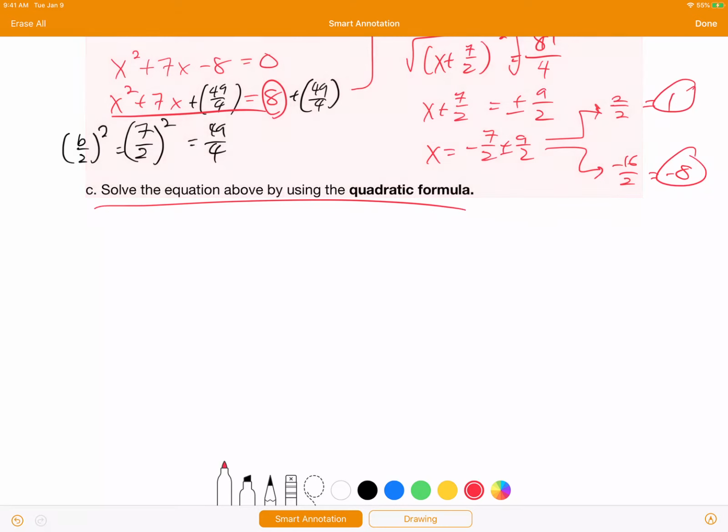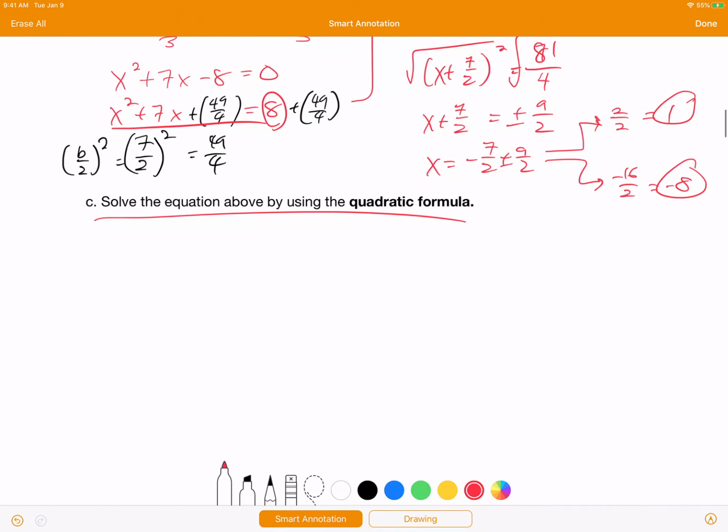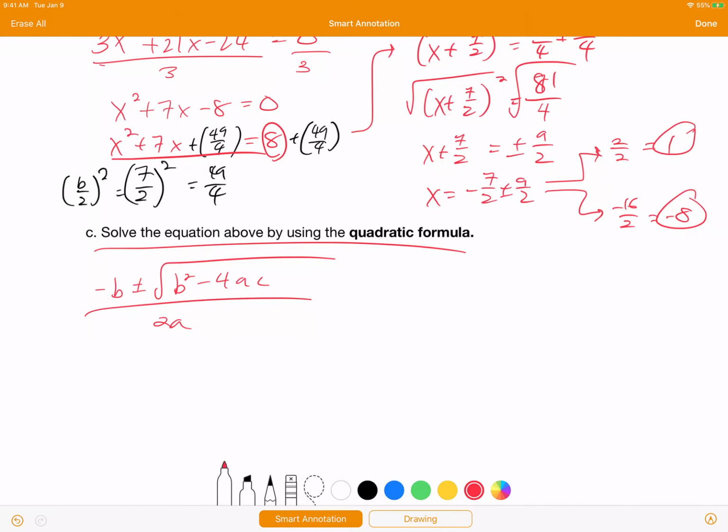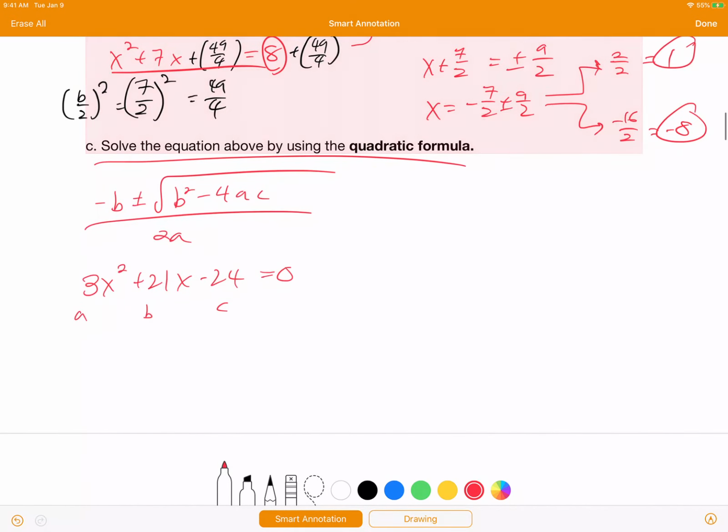Solve the equation above by using the quadratic formula. So the quadratic formula is negative b plus and minus the square root of b squared minus 4ac all over 2a. So here what we will do is we can use 3x squared plus 21x minus 24 is equal to 0 and plug in our a, b, c values accordingly. But what would make my life a lot easier would be to just divide everything by 3 and get x squared plus 7x minus 8 is equal to 0, and then you can still use these as your a, b, c values, and that will still get you the right answer.